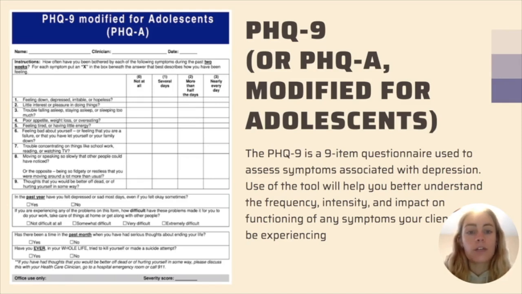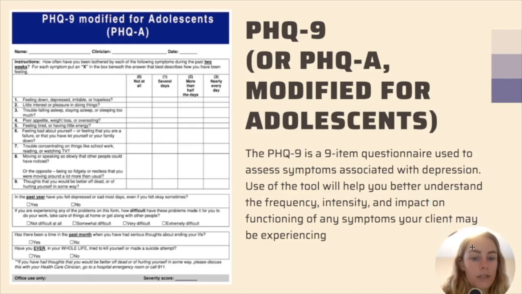So the PHQ-A, more commonly known as the PHQ-9, is a depression screener. The PHQ-A is just the PHQ-9, but modified for adolescents. So the PHQ-9 is a 9-item questionnaire used to assess symptoms associated with depression. Use of the tool will help you better understand the frequency, intensity, and impact of functioning on any symptoms your client may be experiencing.